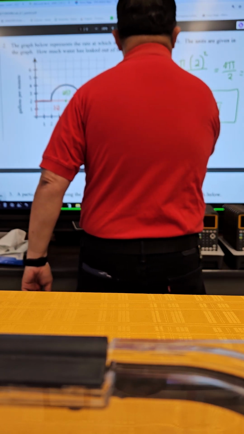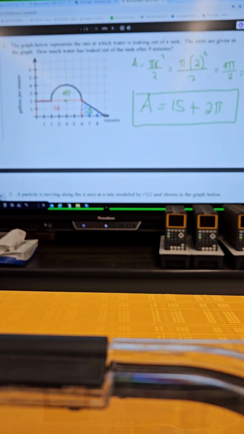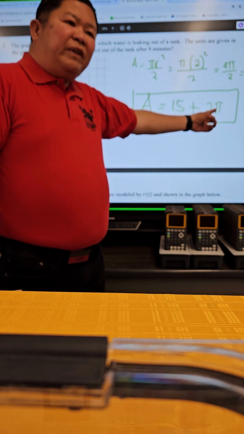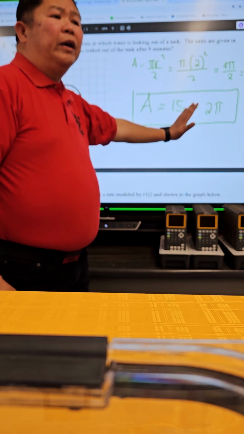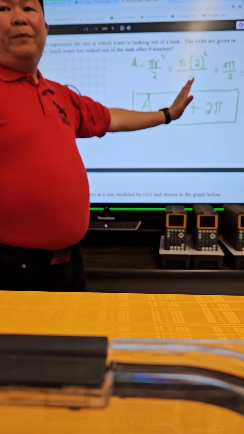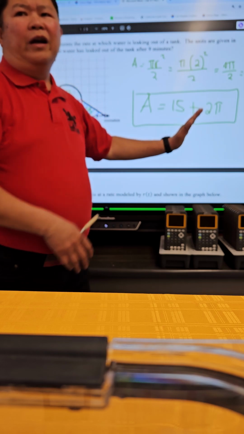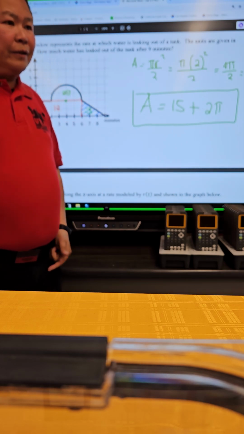So area is 15 plus 2 pi. You don't have to take the value of pi, which is 3 point something. Just leave your answer this way. In the actual AP calculus, you don't have to simplify. Just share your work like this.